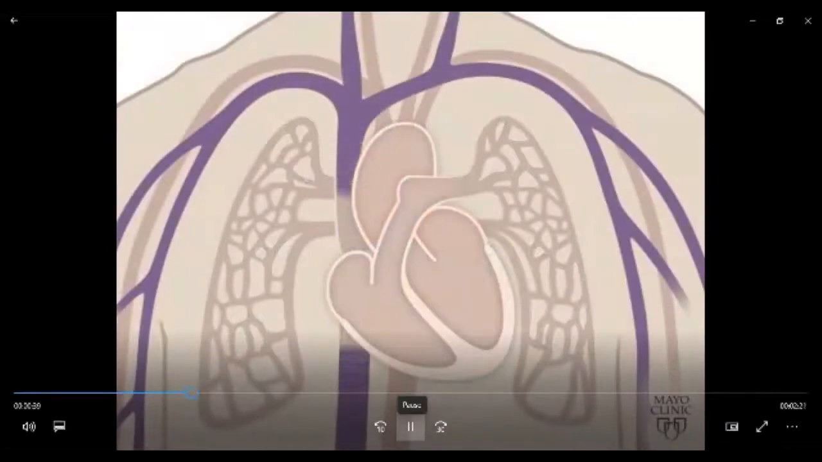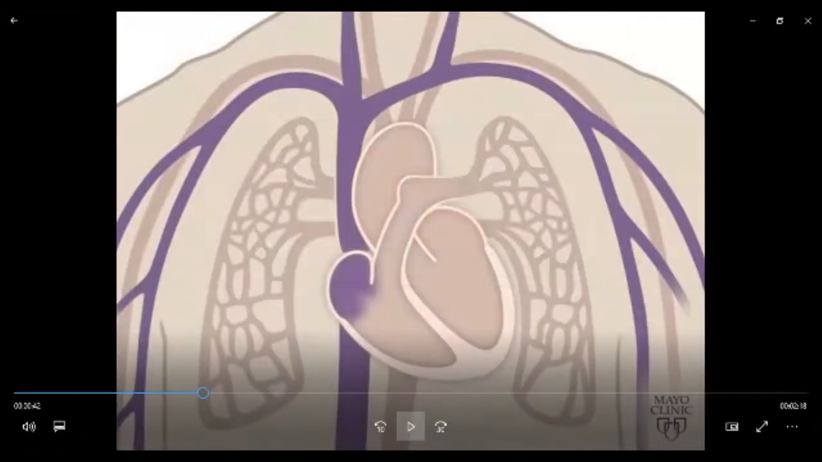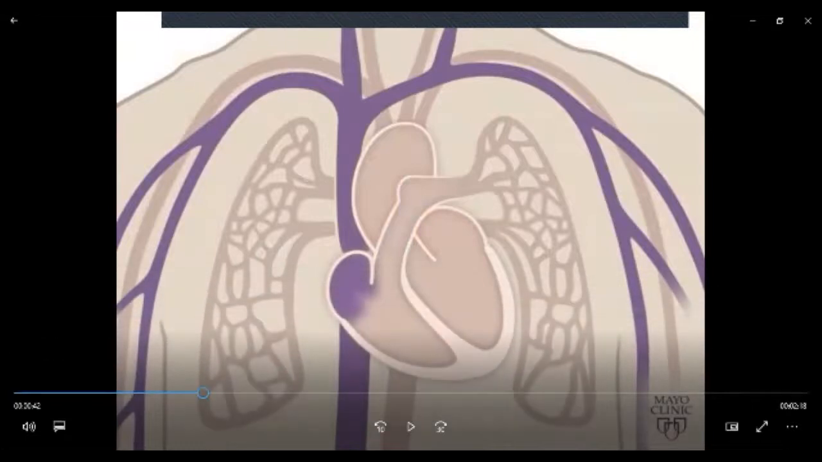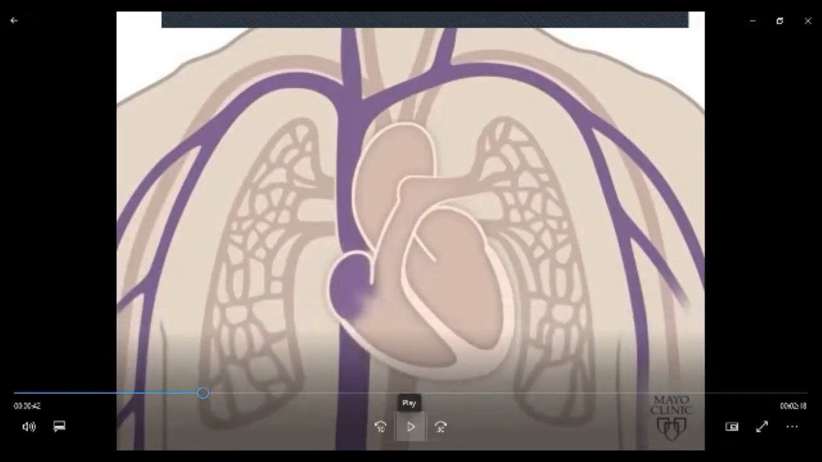Now, this one, if you see the blue color, it indicates rich in oxygen or poor in oxygen. Tadi yang misalnya jelasin yang mana? Anyone? Poor. Okay, thank you. The oxygen-poor blood, or what we call deoxygenated blood.